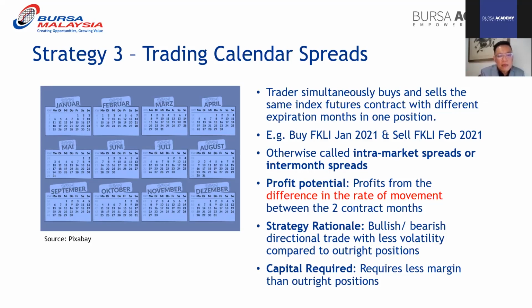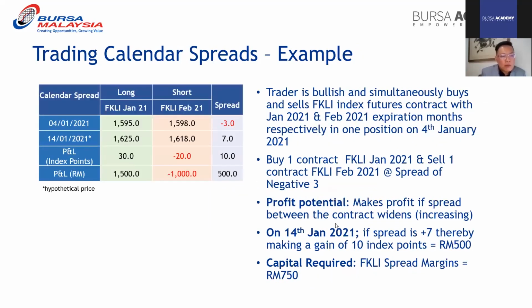Let's look at this. This is the example, with hypothetical prices. I use this because when I prepared, it was early this month. So let's say, for example, I buy FKLI January and I sell February FKLI. Two different months. One is a buy, one is a sell. On the 4th of January, these are the prices. For example, I bought FKLI at 15.95 and I sold FKLI February at 15.98.